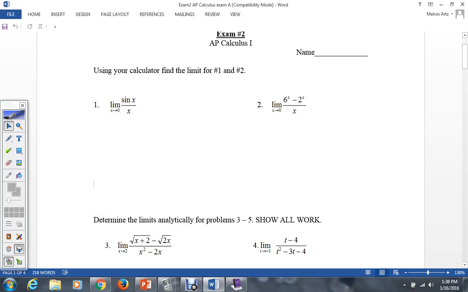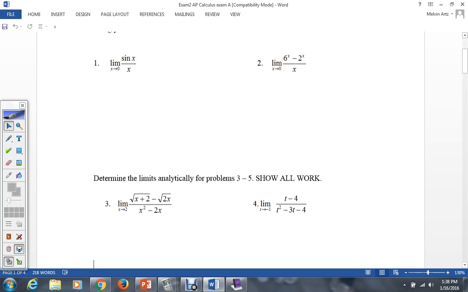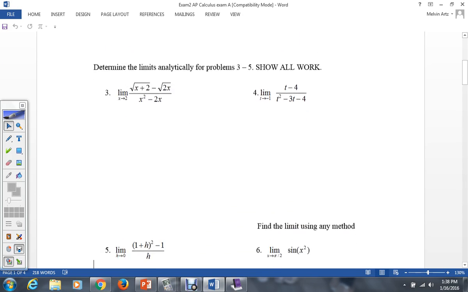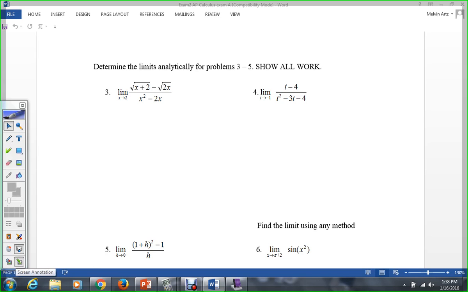Okay, let's move to problems number 3 and 4. It says determine the limits analytically for problems 3 through 5. So problem number 3. It appears that we're going to use the conjugate. So let me start over here, and hopefully I have enough room. This writes a little big, but we'll give it a try.